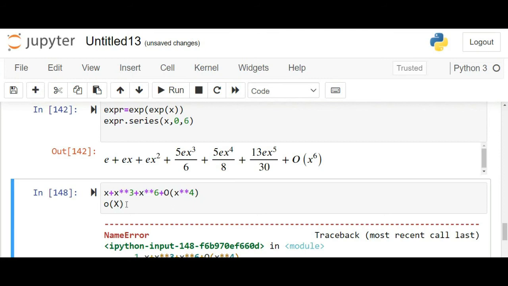But I think here I should write x multiplied by 1, then it will work. Yes, again we can change.